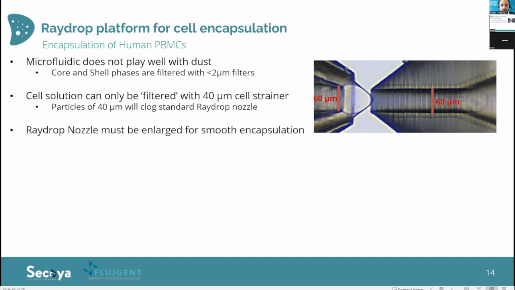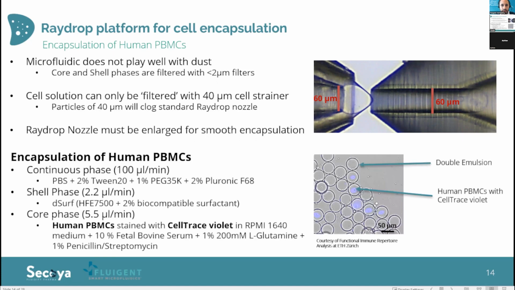For instance, in the picture on the right, we use a 60 micrometer core nozzle with a 60 micrometer counter nozzle in order to encapsulate cells in 50 micrometer double emulsion. As a test case, we use our equipment to encapsulate human PBMCs in 50 micrometer double emulsion.